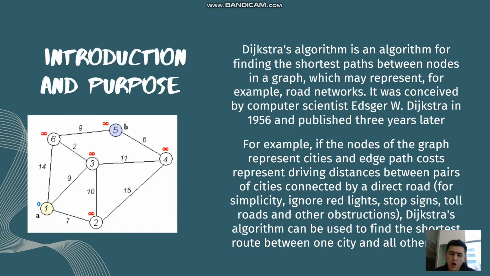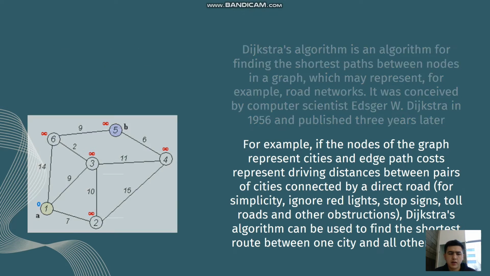Firstly, let's find out what this algorithm is and where it came from. Dijkstra's algorithm is an algorithm for finding the shortest path between nodes in a graph, which may represent, for example, road networks. It was conceived by computer scientist Edsger W. Dijkstra in 1956 and published 3 years later. And example, the next.